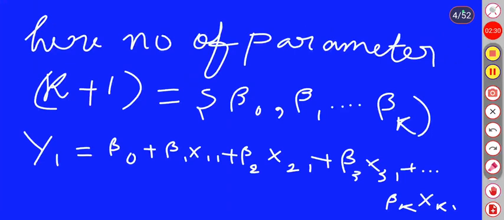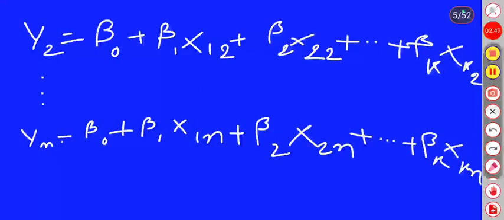plus beta 2 x23 plus beta 3 x33 plus up to beta k xk3, and up to yn is equal to beta naught plus beta 1 x1n plus beta 2 x2n plus up to beta k xkn.